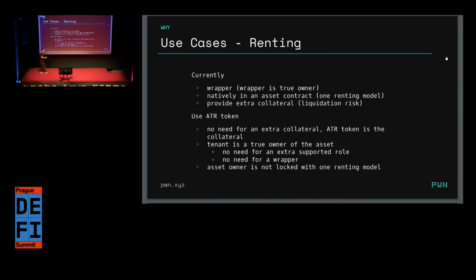The tenant is the true owner of the asset, and the asset owner is not locked into one renting model, which is great because it goes into this money Lego narrative we are building in the DeFi space these days.